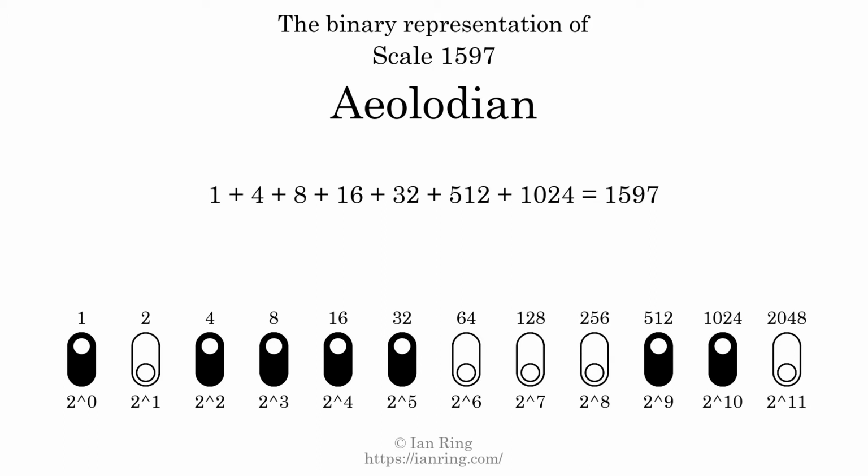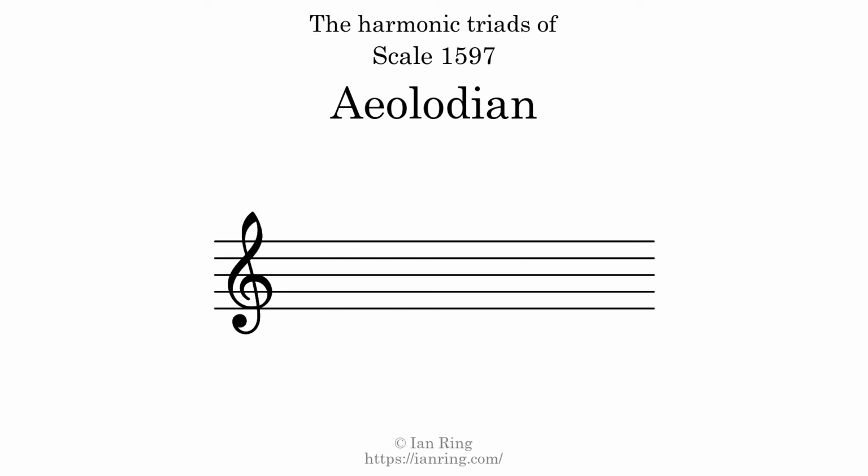1597. The scale number not only enumerates the scale with a unique index, but it also literally describes the tonal content of the scale. Represented as a binary number in base 2, the scale number is 0110001111101. Here are the harmonic triads present in this scale.